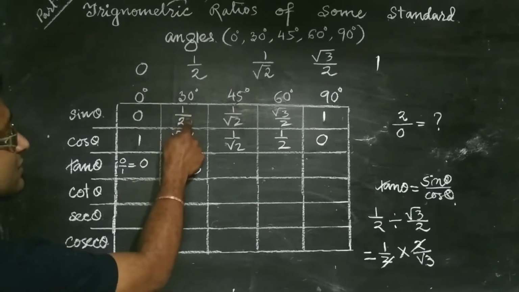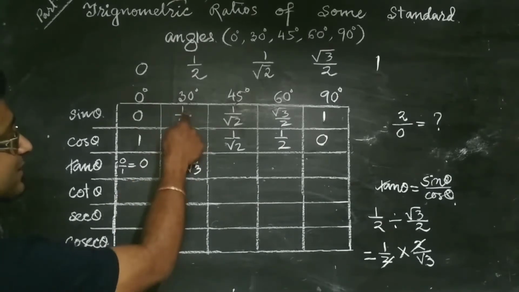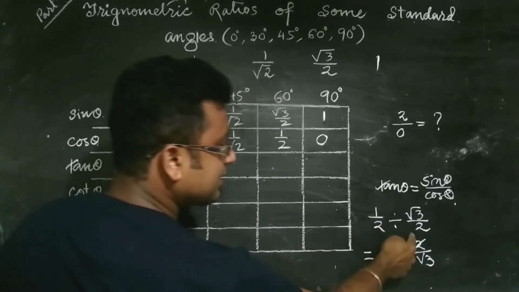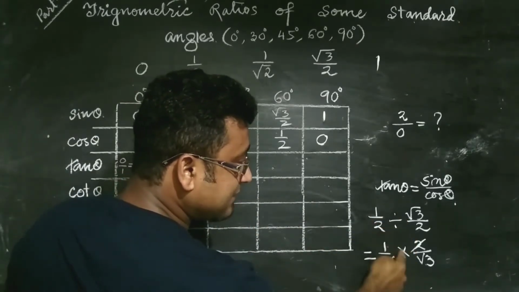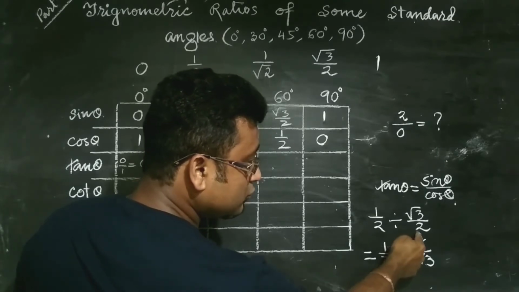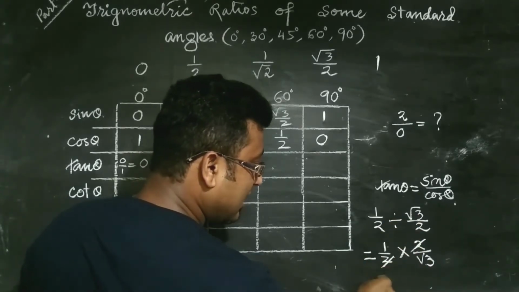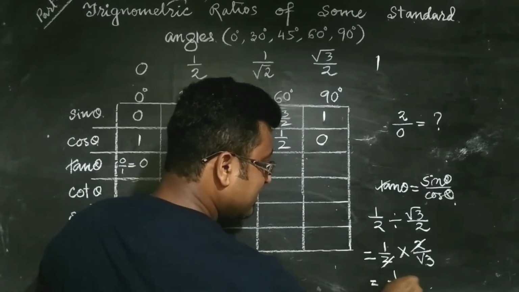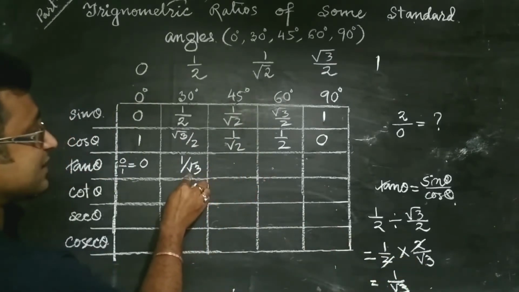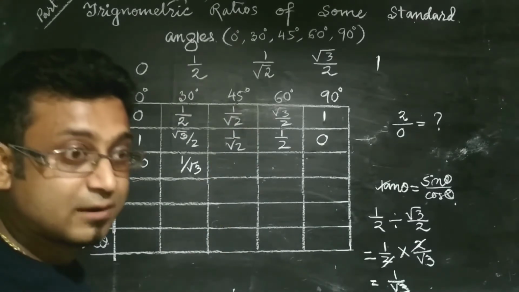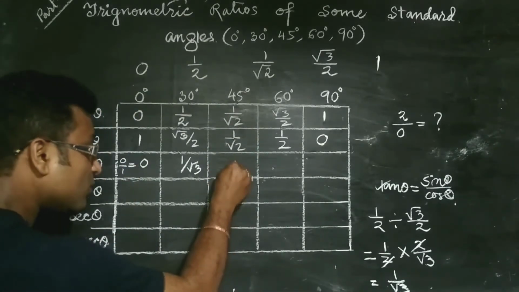Fine. For 30 degree, sin 30 is 1 by 2, half. Cos 30 क्या है? Root 3 by 2. So half divided by root 3 by 2, I am writing in the form of multiplication. Root 2 will be in the numerator and root 3 will be in the denominator. 2 and 2 cancel. How much am I going to get? 1 by root 3. Same number divided by same number: 5 divided by 5 क्या होगा? 1. Yes, यहाँ पे भी 1.